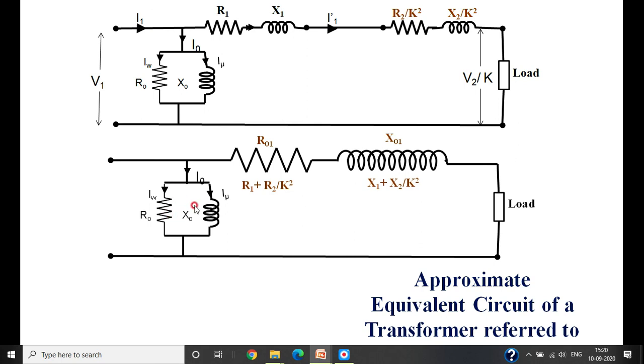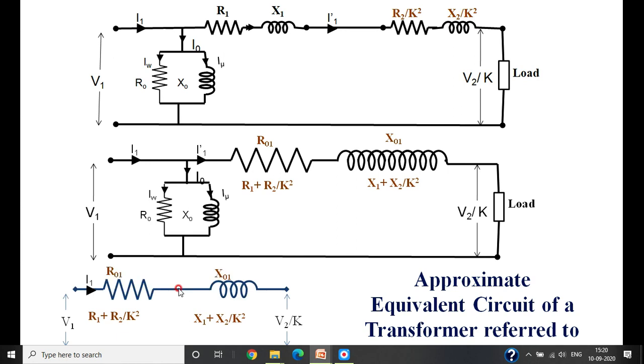Further, if we simplify, approximating by neglecting this component, the diagram I am drawing here is the approximate equivalent circuit of a transformer referred to the primary side. This is how we have to draw the equivalent circuit diagram of the transformer referred to the primary side.